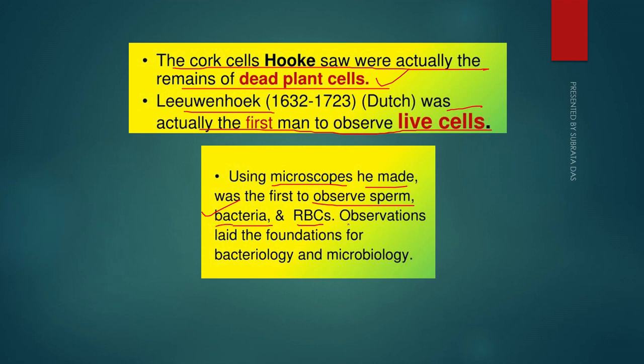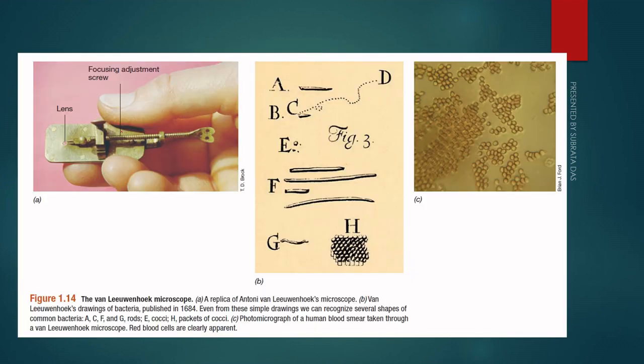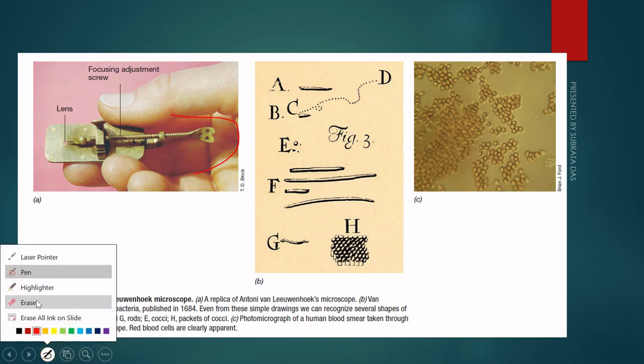Okay, and by his observations we first came to know about bacteriology and microbiology. So that's why Leeuwenhoek is known as the father of microbiology, because after his research, at first we came to know about bacteriology and microbiology. Okay, so this is the microscope.